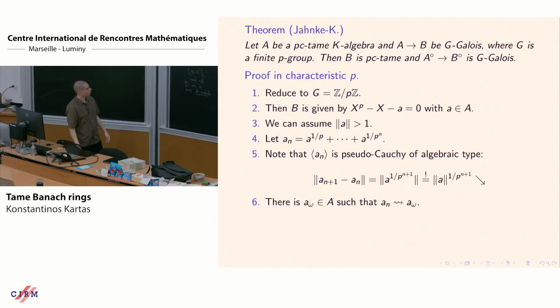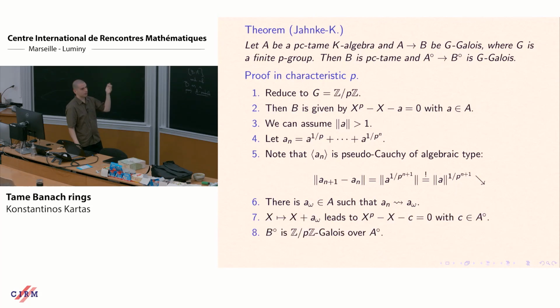So then you also have a pseudo-limit. And once you have a pseudo-limit, essentially you do exactly the same thing you do in the case of fields. You make a change of variables, essentially, to get some equation which is visibly étale over A circ. And then the rest is easy. You can check that B circ is Galois over A circ. And there's some extra work into showing that B is tame, which has to do with valuation basis. But so that's more or less the proof.